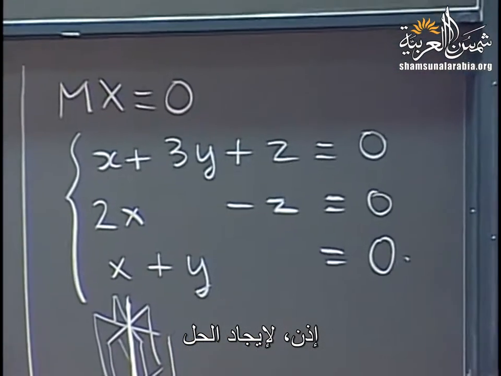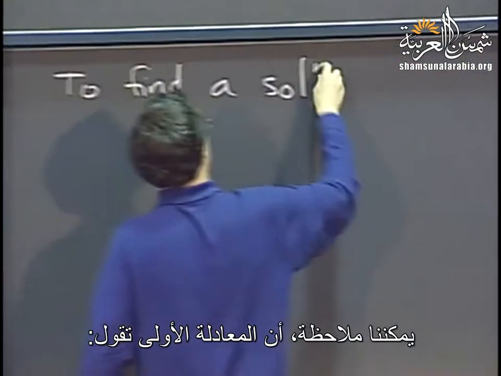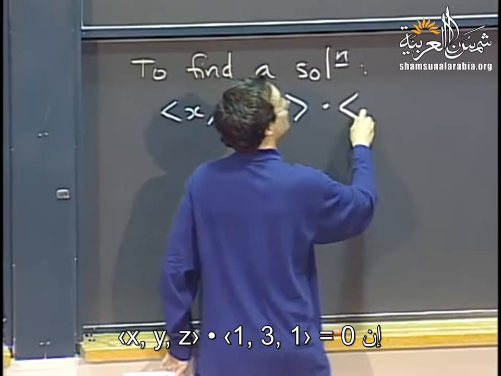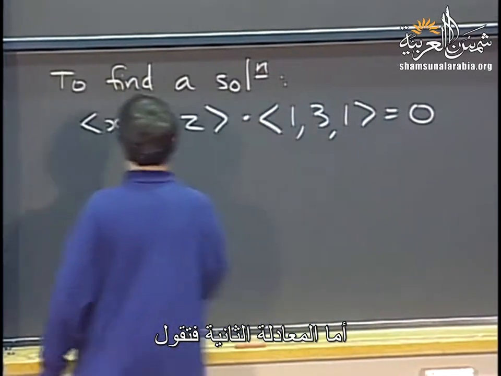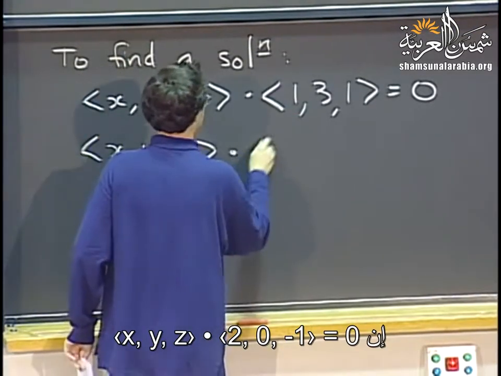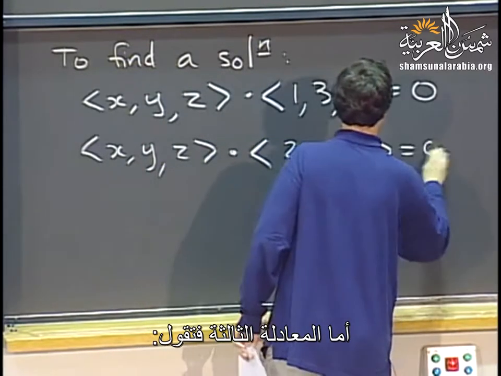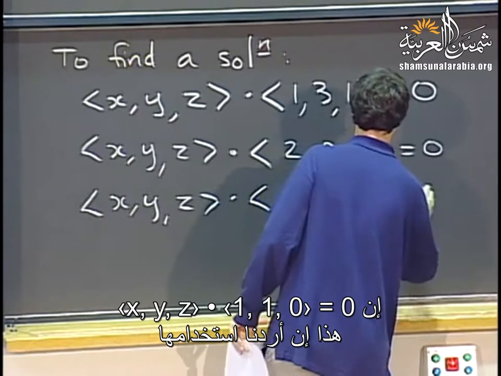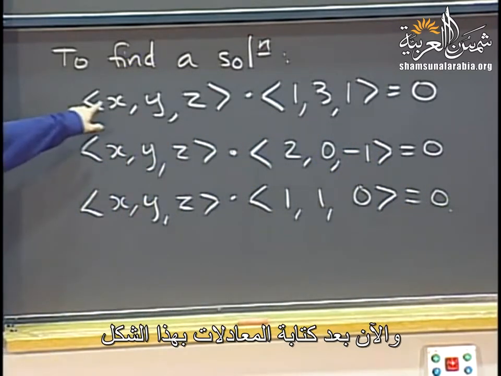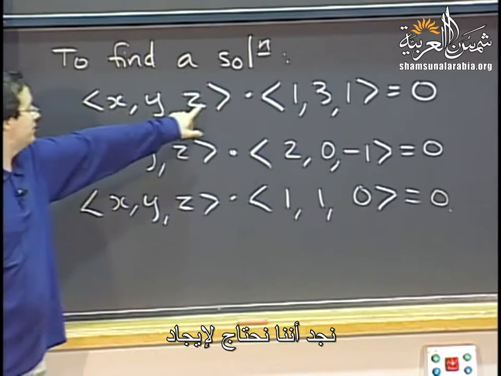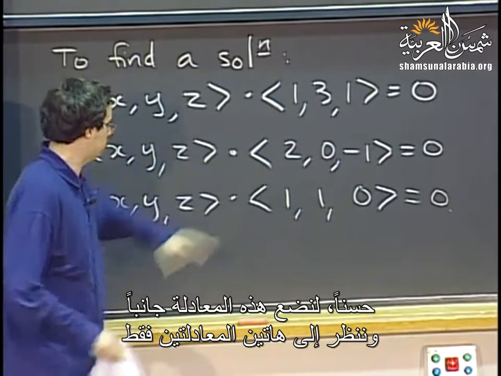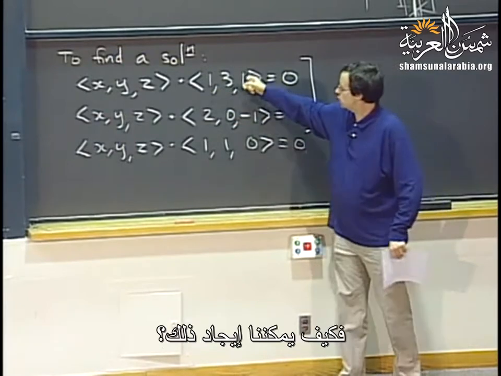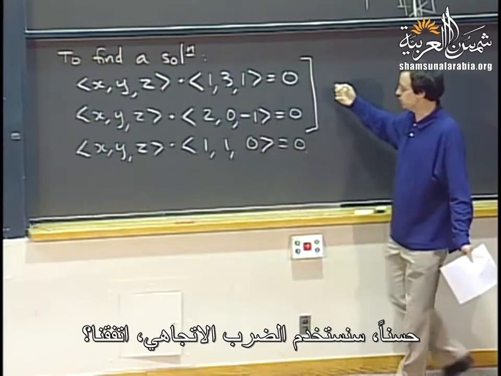So to find a solution, we can observe that the first equation says that x, y, z, dot product with 1, 3, 1, equals 0. And the second equation says x, y, z, dot product with 2, 0, negative 1, is 0. And the third equation, if we really want to keep it, says we should be also having this. Now, these equations, written like this, are just saying we want an xyz that's perpendicular to these vectors. So let's forget this one, and let's just look at these two. They're saying we want a vector that's perpendicular to these two given vectors. How do we find that? We do the cross product, okay?